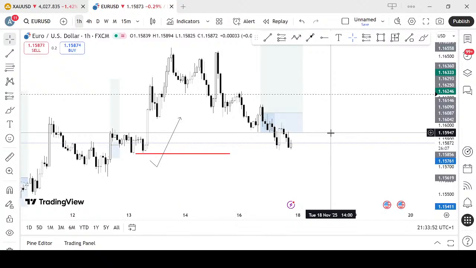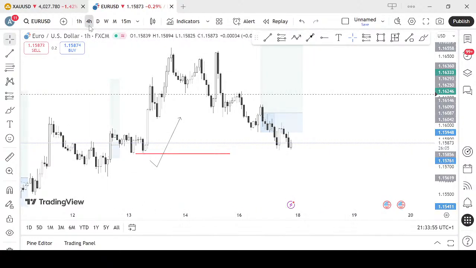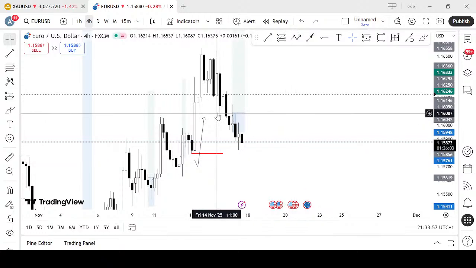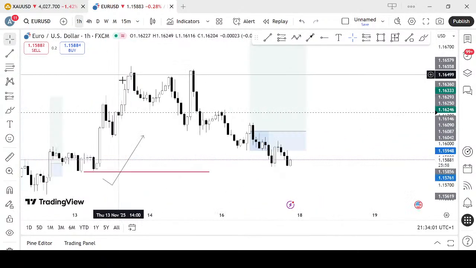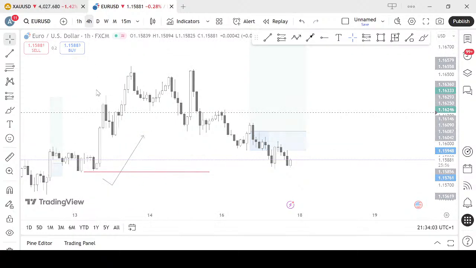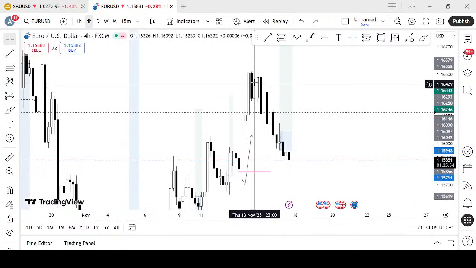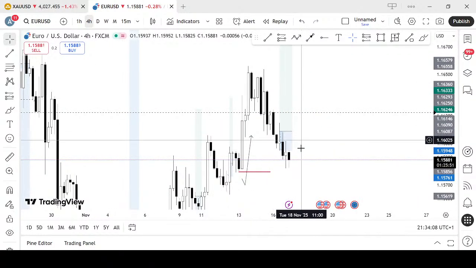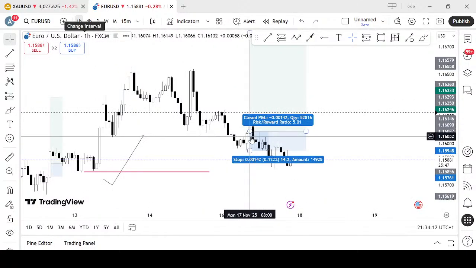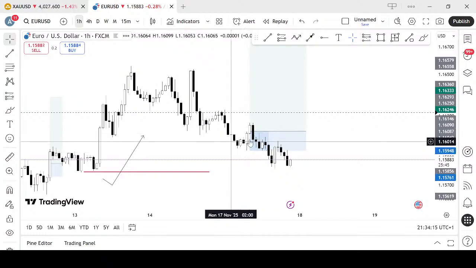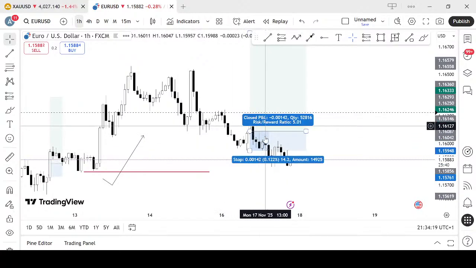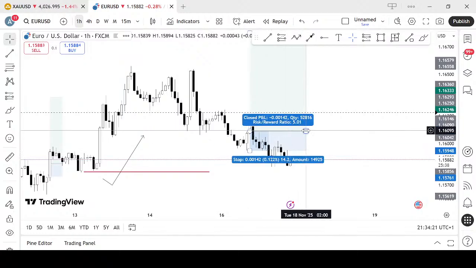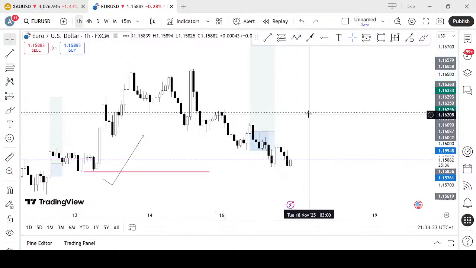On Euro USD, on the 4 hour during the live session in the morning, on the 1 hour time frame, and on the 4 hour, our structure is still bullish and we are still within this range. So I was expecting price to continue the upward movement, and it did give me an entry here, confirming it in form of the bullish engulfing, and I took the loss here. This was a loss for me today on Euro USD.